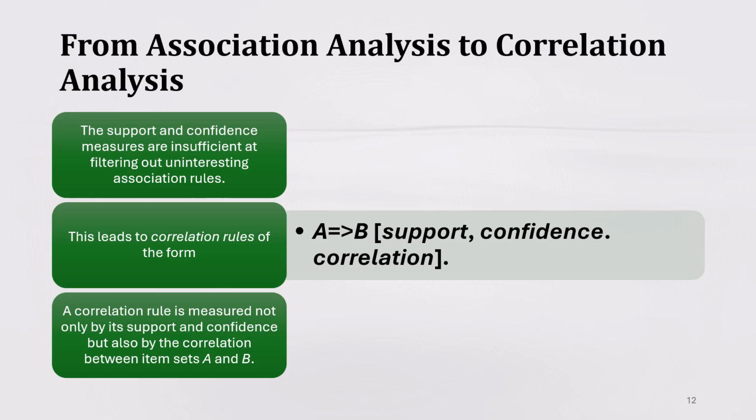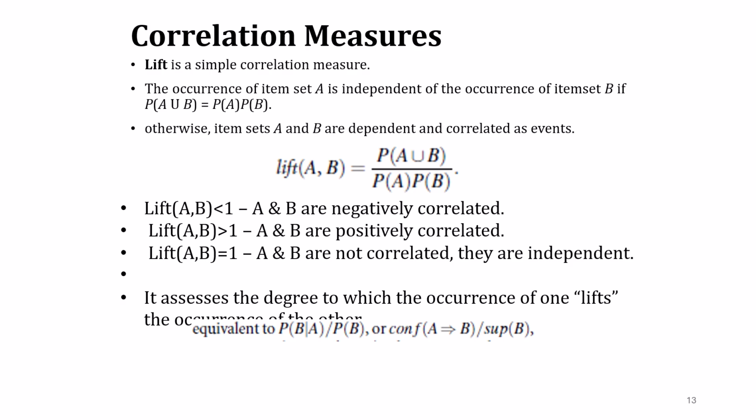The support and confidence measures are insufficient at filtering out uninteresting association rules. This leads to correlation rules of the form: if A then B, with support, confidence and correlation. A correlation rule is measured not only by its support and confidence but also by the correlation between item sets A and B. Lift is a simple correlation measure.